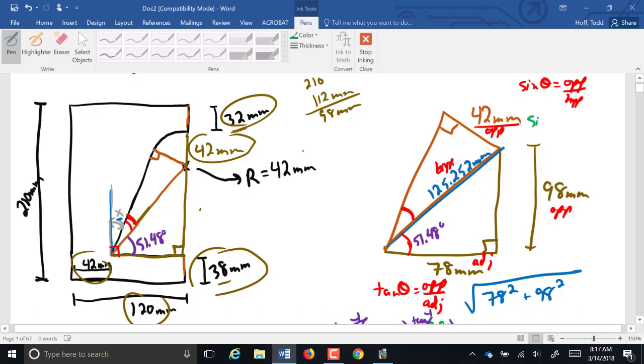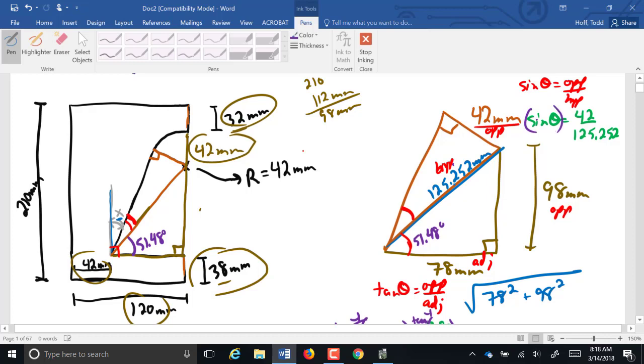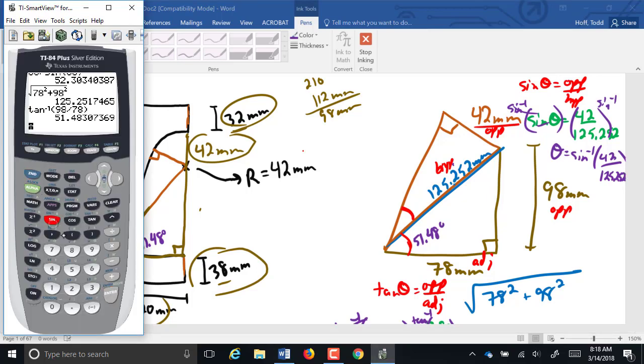So we fill in sine of that angle is the opposite of 42 over the hypotenuse of 125.252. So we're looking for an angle again, so we're going to do an inverse trig. That's a sine, so we do an inverse sine. So theta is the inverse sine of 42 over 125.252. So second sine of 42 divided by 125.252 gives 19.59 degrees.